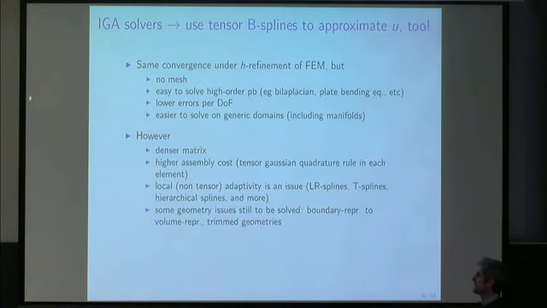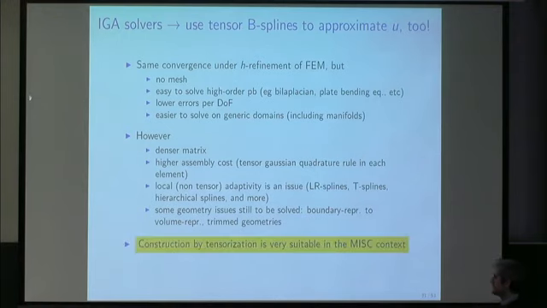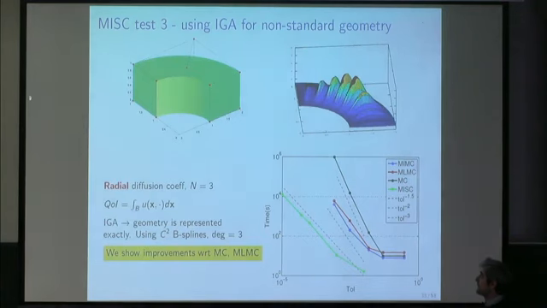There's no free lunch, of course. They come with issues that I'm not dwelling into. But to me, this is very useful because it's a tensor method. It's a very easy way to deal with a tensor method of a fancy geometry. So I'm going to use it for my purpose of the MISC, okay? So instead of doing multi-index stochastic collocation with multilinear finite elements, I'm doing multi-index stochastic collocation with IGA solvers, okay?